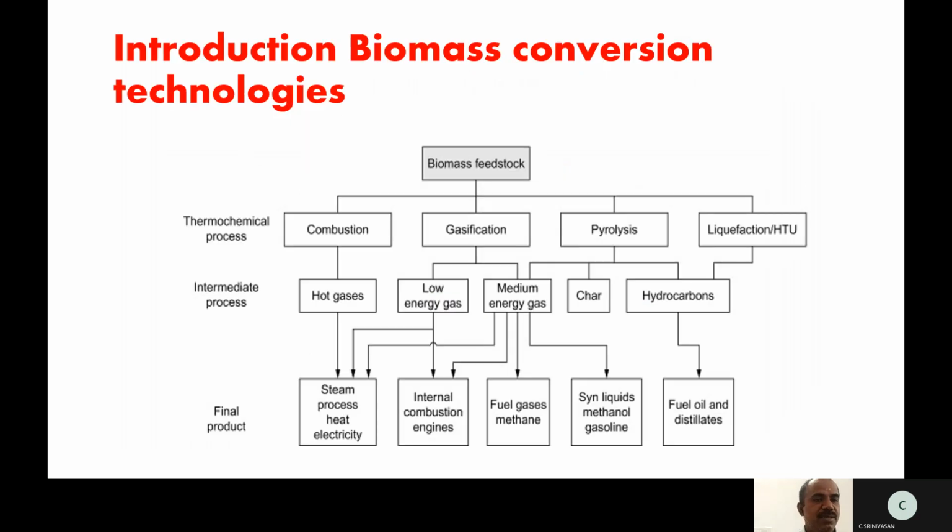Introduction to biomass conversion technology. The biomass feedstock goes through combustion, gasification, pyrolysis, and liquefaction, producing hot gases, low energy gases, and medium energy gases, which are hydrocarbons. This is the thermochemical process, then the intermediate process, and the final products of the process: heat, electricity, and use in internal combustion engines. So for every product we have to use the fuel gases, and we have to use them for multiple applications.